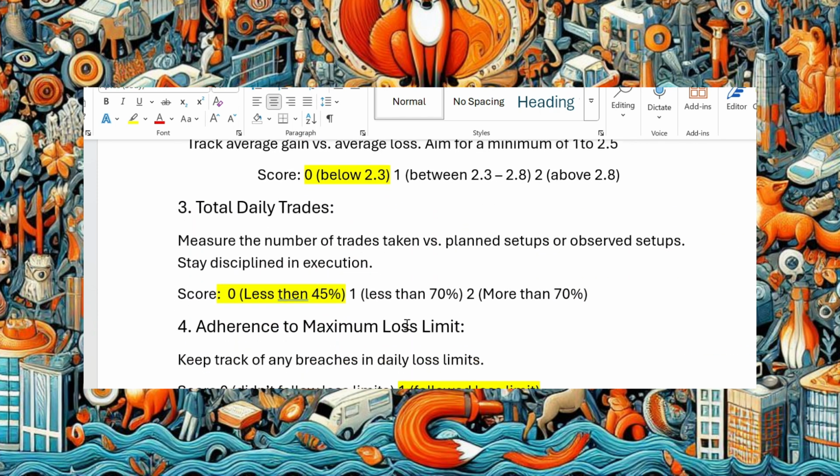Total daily trades. Measure the number of trades taken versus planned setups or observed setups. Stay disciplined in execution. And that was less because I took that second trade, so I wasn't disciplined. Adherence to maximum loss limits. Kept track of any breaches in daily loss limits. And then I followed the loss limits on that.